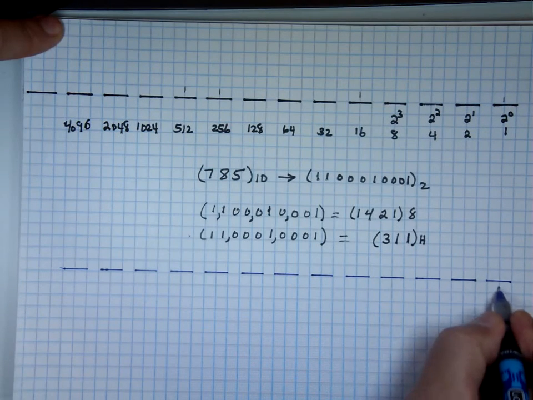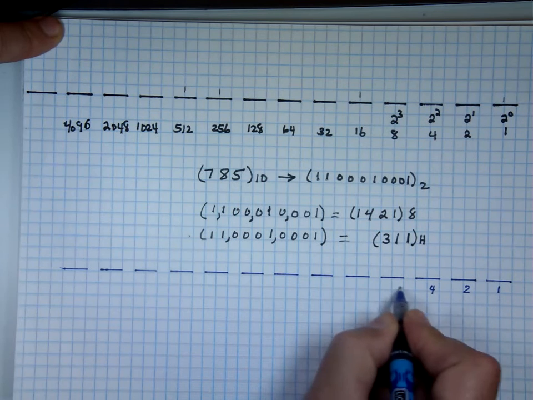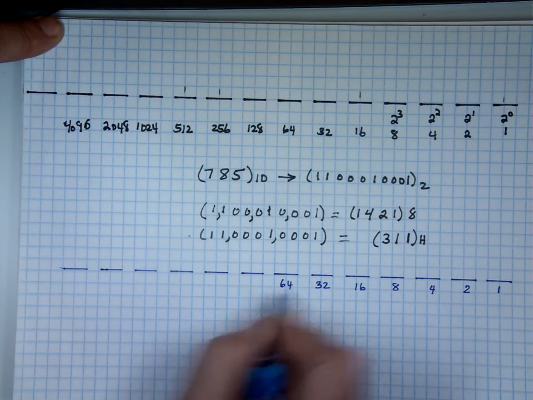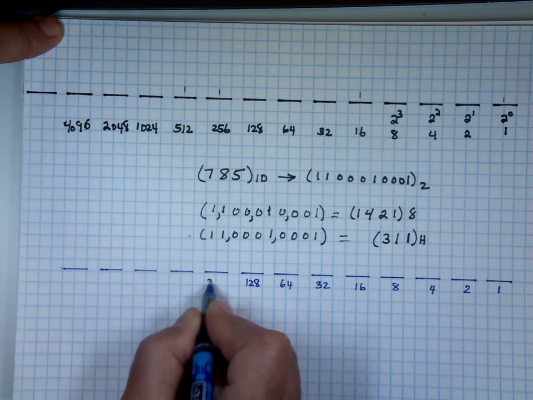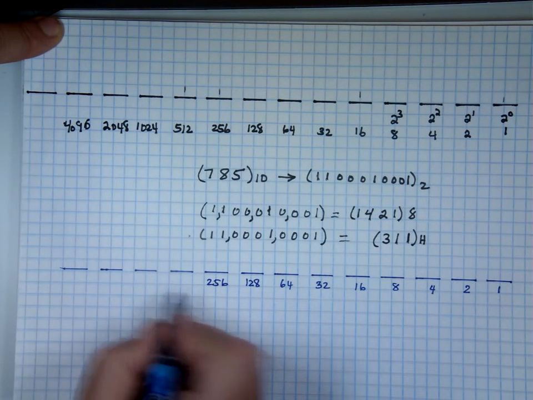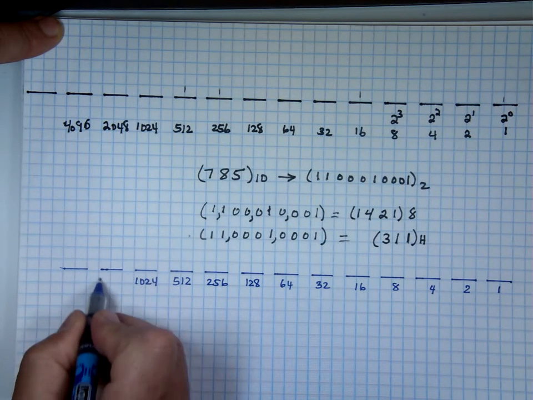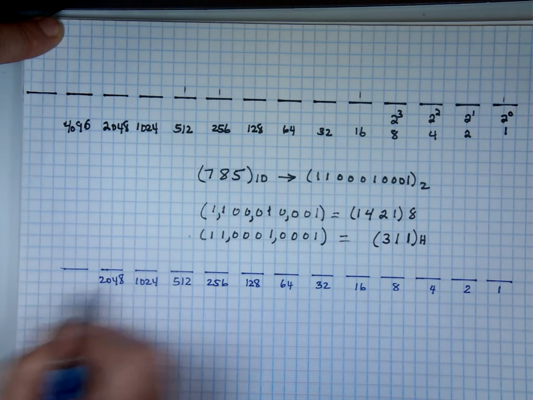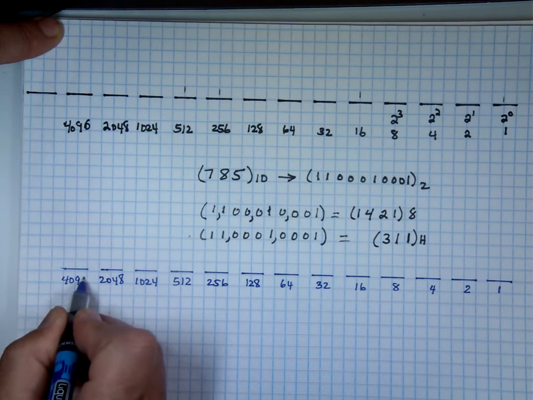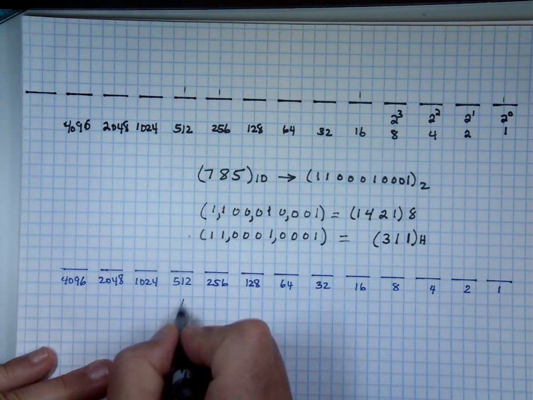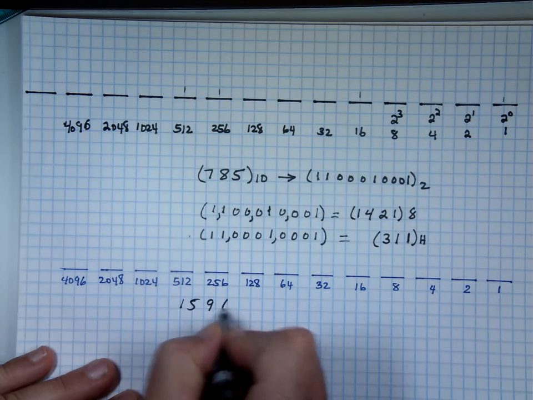Again, these are the weights: 1, 2, 4, 8, 16, 32, 64, 128, 256, 512, 1024, 2048, 4096. And let's say my number now is 1596.